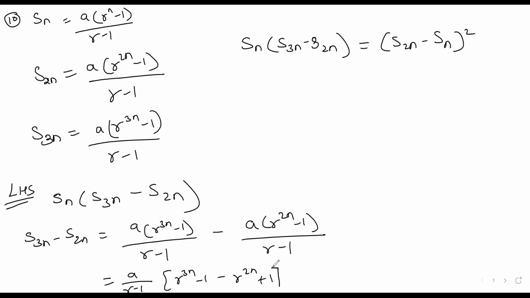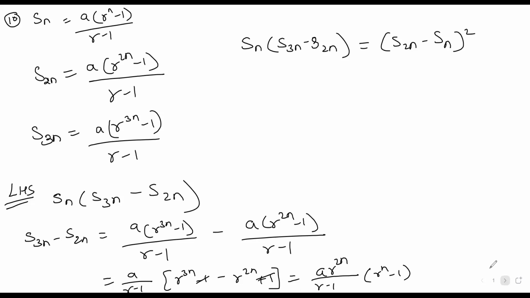This is plus 1. This and this will get cancelled. You can take r raised to 2n common. So you will get A r raised to 2n upon r minus 1 and inside the bracket r raised to n minus 1. Okay. This is 3n minus 2n.